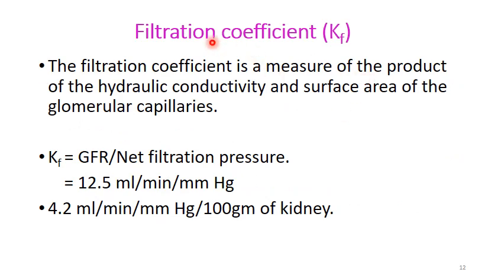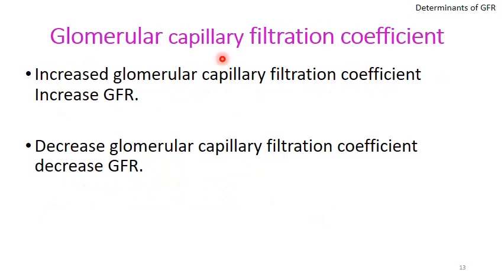Now, what is filtration coefficient? The filtration coefficient is a measure of the product of the hydraulic conductivity and surface area of glomerular capillaries. Kf is equal to GFR divided by net filtration pressure. It is about 12.5 ml per minute per mm of mercury, and 4.2 ml per minute per mm of mercury per 100 gram of kidney. Increased glomerular capillary filtration coefficient increases glomerular filtration rate, and decreased glomerular capillary filtration coefficient decreases glomerular filtration rate.